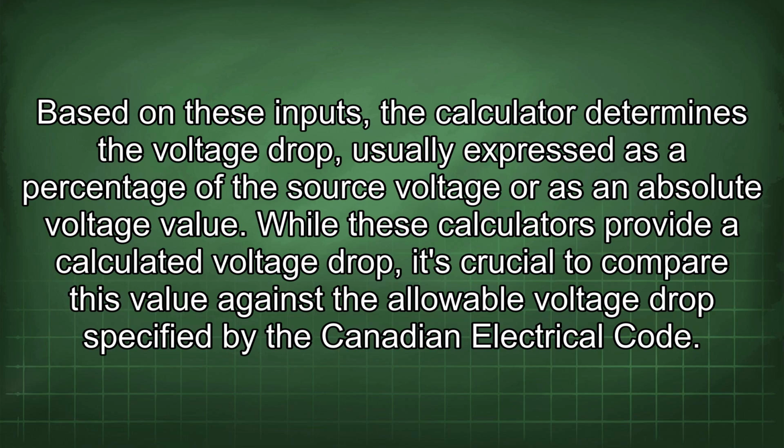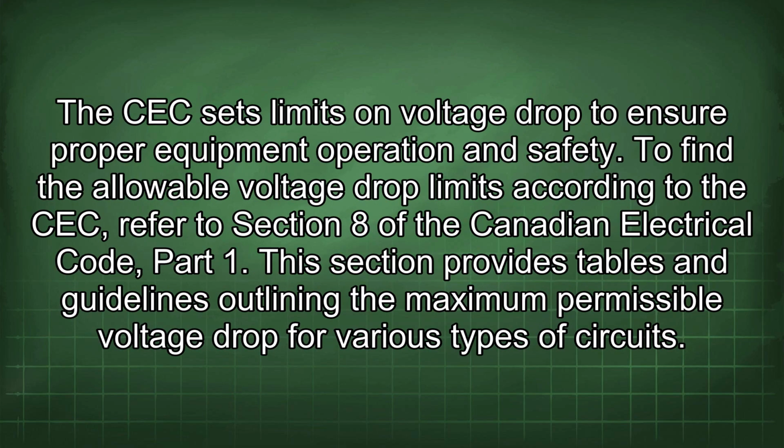While these calculators provide a calculated voltage drop, it's crucial to compare this value against the allowable voltage drop specified by the Canadian Electrical Code. The CEC sets limits on voltage drop to ensure proper equipment operation and safety. To find the allowable voltage drop limits according to the CEC, refer to Section 8 of the Canadian Electrical Code, Part 1. This section provides tables and guidelines outlining the maximum permissible voltage drop for various types of circuits.